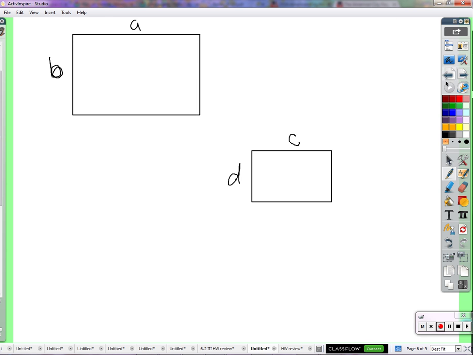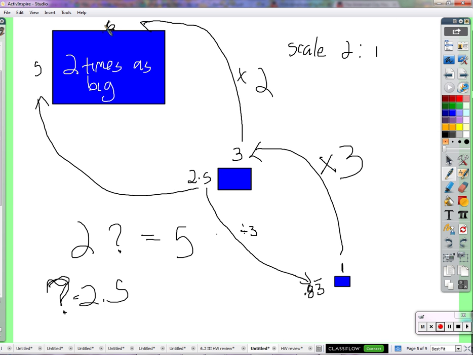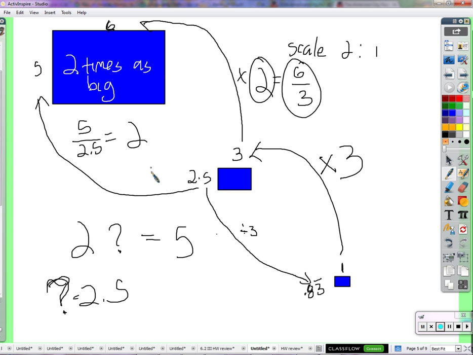So in this example, the smaller one had a long side of 3, this one had a long side of 6. So we get 2 when we divide 6 by 3. The long side divided by the long side gave us 2. Agreed? How else can we get 2? What other relationship should come out to be 2? Like 6 divided by 3 came out to be 2, 5 divided by 2.5 should also come out to be 2.